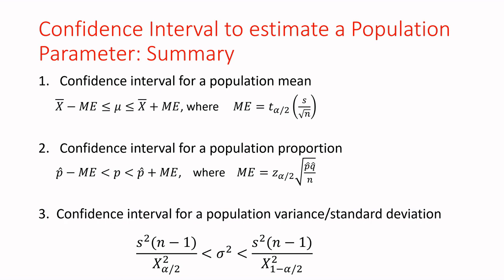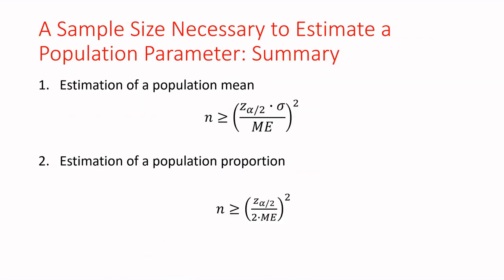In this section, we also talked about the sample size necessary to estimate a population parameter. We have two formulas, one for estimation of the population mean and another one for estimation of population proportion. In both cases, you will use the standard normal distribution or Z distribution in order to find those critical values.